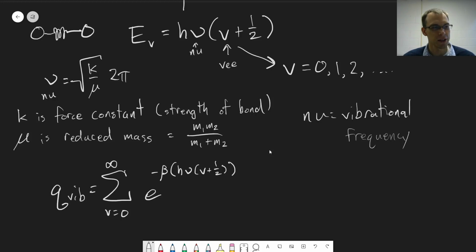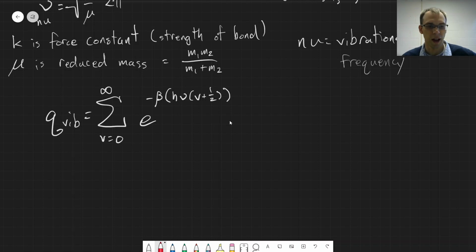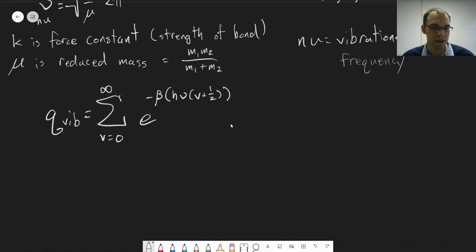But then the next question is, can we express this in a simpler form? With the translational partition function, we said we can approximate this sum as an integral and then solve it that way. With the electronic partition function, we said there's only going to be a few terms, and we can just evaluate those manually. For the vibrational partition function, it turns out we can rearrange this sum and get an exact answer. There's an analytic expression to this, so there are no approximations necessary here. As long as this equation holds, then the value we're going to get is right.